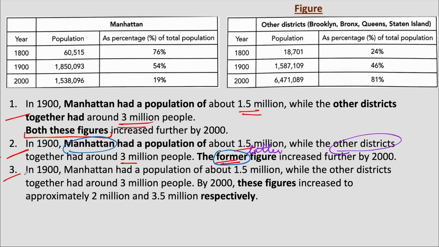In the third example, we use the word respectively. Respectively means the numbers match the items in the same order. So the first number, 2 million, refers to the first thing, Manhattan, and the second number, 3.5 million, refers to the second thing, the other districts. But remember, we need to be careful with sentences like these. It is always better to write short, simple sentences that are clear rather than long sentences that may confuse the reader.